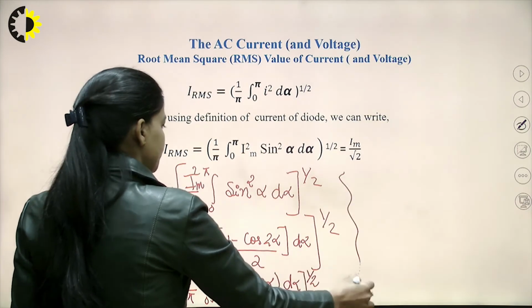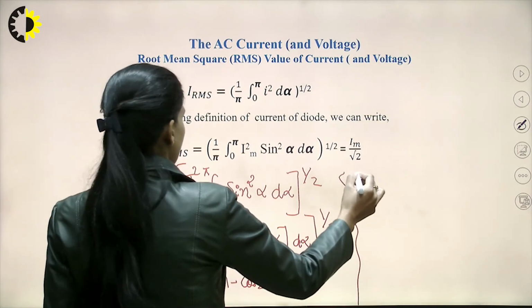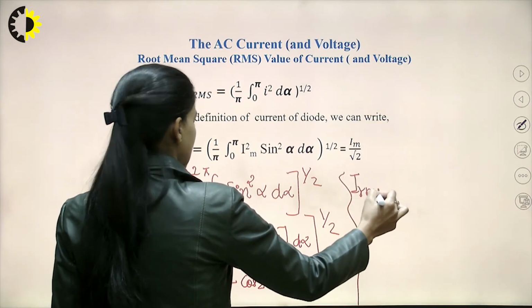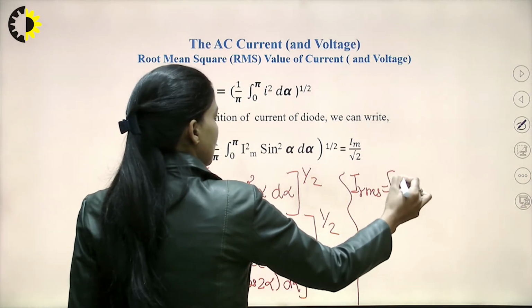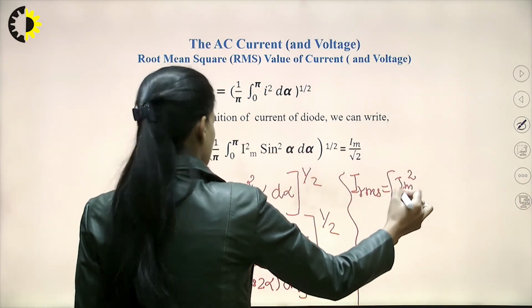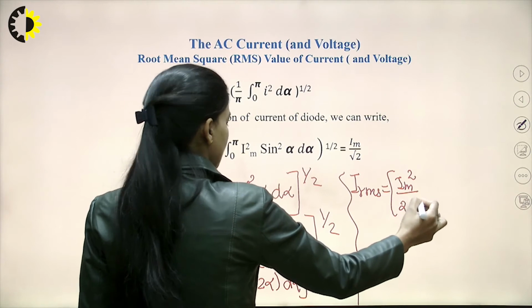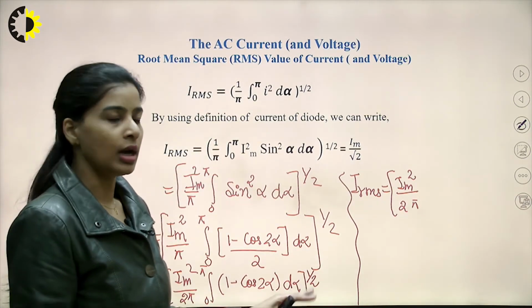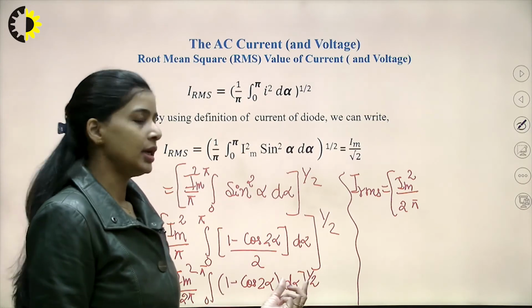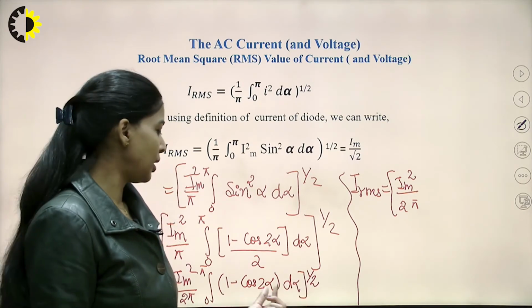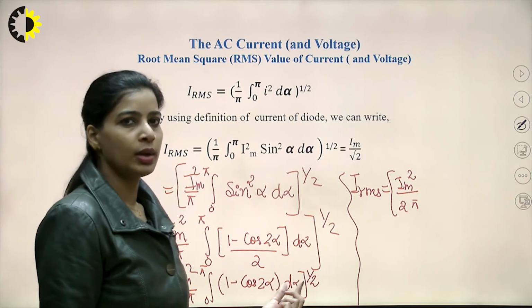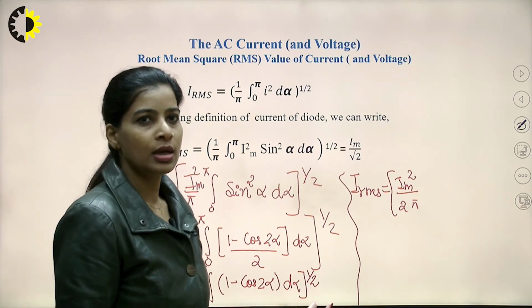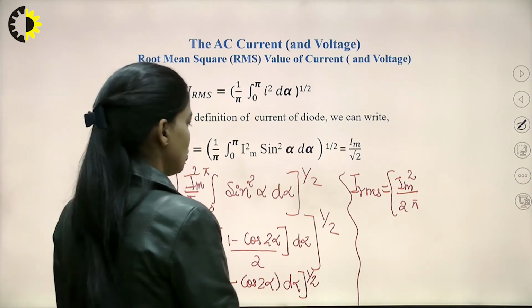Next, we will have IRMS as Im square upon 2 pi, and inside the integration we have 1 minus cos 2 alpha. So, integration of 1 d alpha will give us alpha, and integration of cos 2 alpha d alpha will give us sin 2 alpha by 2.